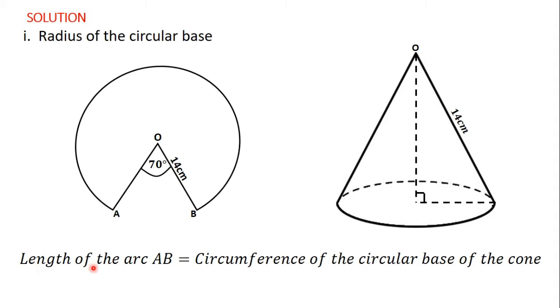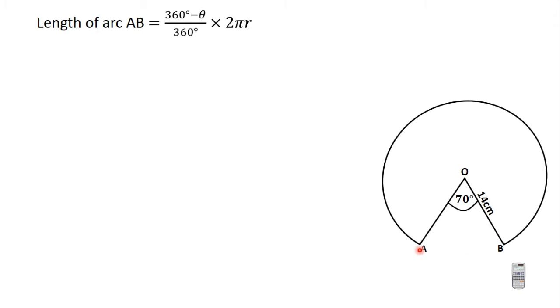So we can say that the length of the major arc AB is equal to the circumference of the circular base of the cone. So we have to find the length of the arc AB. The arc AB is a major arc. In the video on circles, we learned that to find the length of a major arc, it is (360 degrees minus theta) divided by 360 degrees times 2 pi r, where theta is the angle of the minor sector. The angle of the minor sector here is 70 degrees.